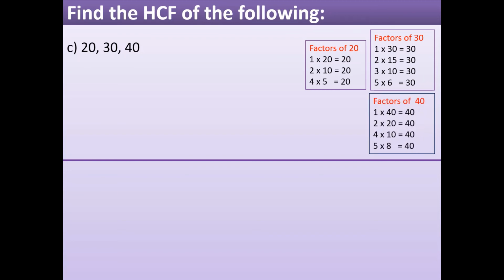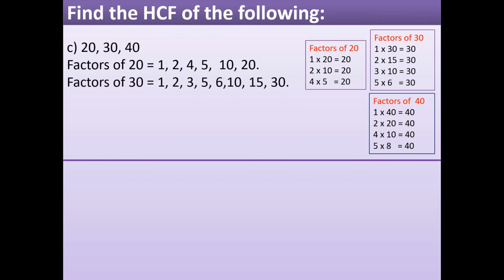Always write the factors in ascending order. Step 1. First we will write all the factors of 20, 30 and 40. So factors of 20 is equal to 1, 2, 4, 5, 10 and 20. Then factors of 30 is equal to 1, 2, 3, 5, 6, 10, 15 and 30. Factors of 40 is equal to 1, 2, 4, 5, 8, 10, 20 and 40.